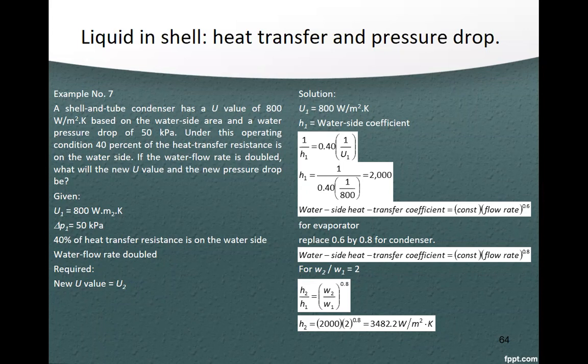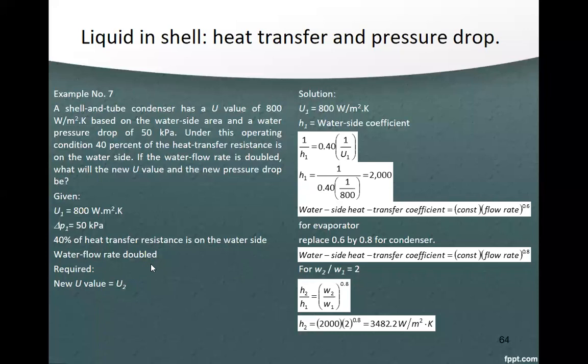The given U sub 1 is 800 watts per meter squared Kelvin. And delta P1 is 50 kilopascal. 40% of heat transfer resistance is on the water side. Water flow rate doubled. Required: new U value or U sub 2.